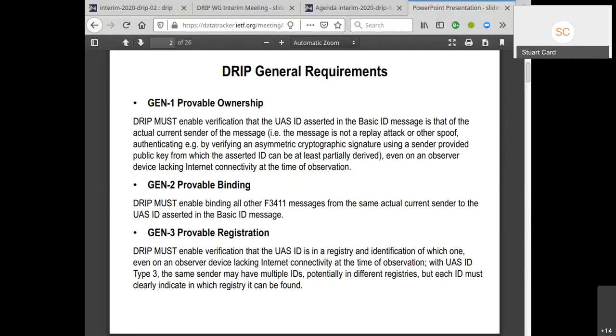And then finally, provable registration. I want to say not only I am Stu, but I am Stu and I am in the blue registry as opposed to the red or the green registry or whatever. The value of that is, first off, to prove that I really am in a legitimate registry, any legitimate registry. But then if the registries are colored, if you will, that colorization can be used by observers to make trust decisions just based upon what club's membership list I am on. Any discussion of these requirements before we move on?